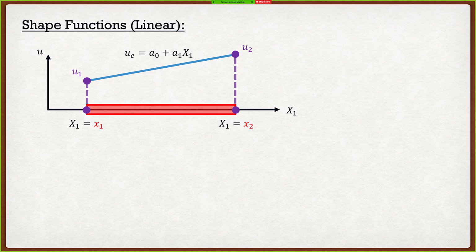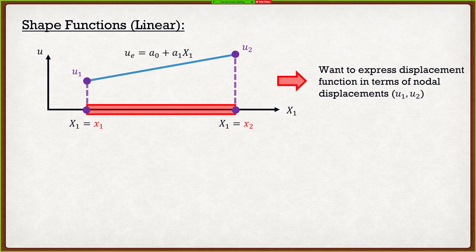Now we're going to do something a little bit crazy. I know that we loved solving for a0 and a1. That's all we did before, in the exact solution and in our approximations. But in the finite element method, we don't care about a0 and a1. What we really want are those nodal displacements. I want u1 and u2. So I'm going to take this expression and switch it up to make it in terms of u1 and u2 rather than a0 and a1.